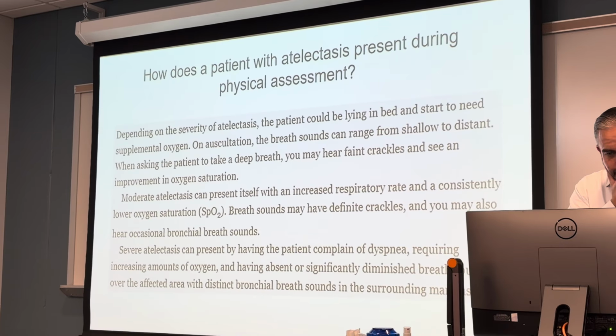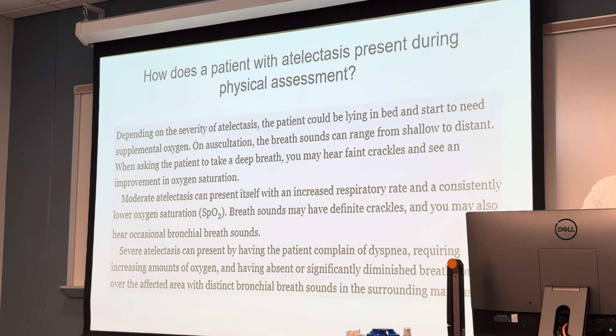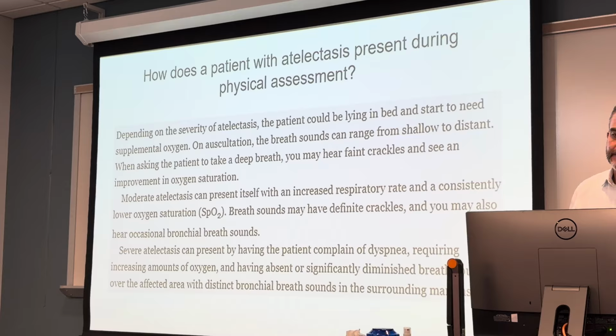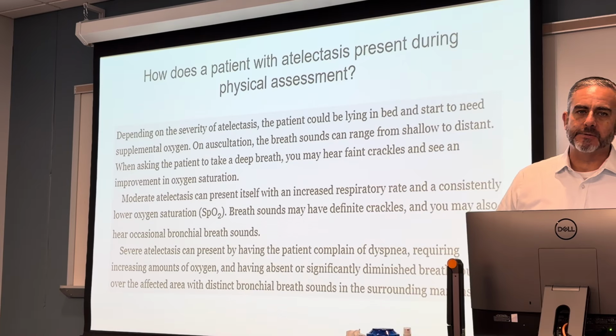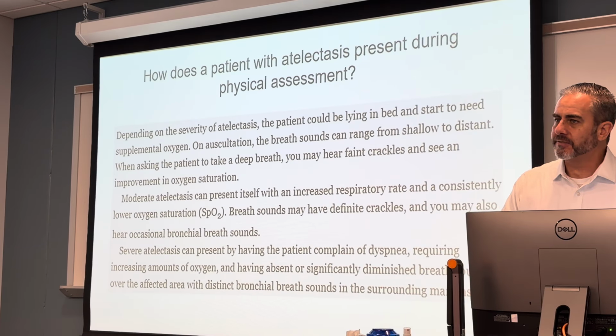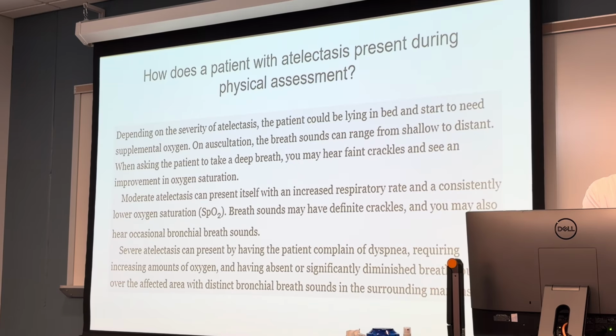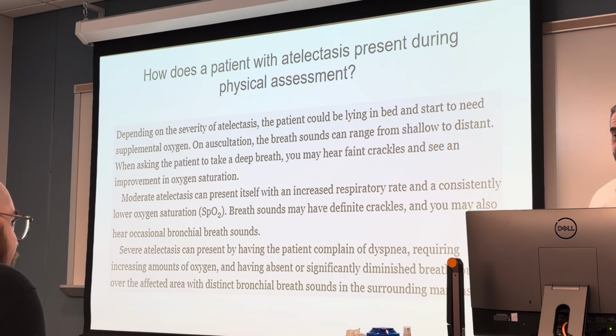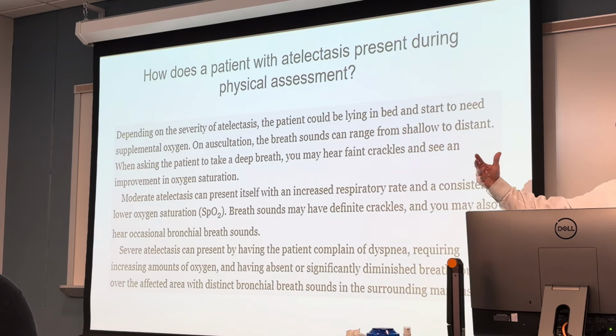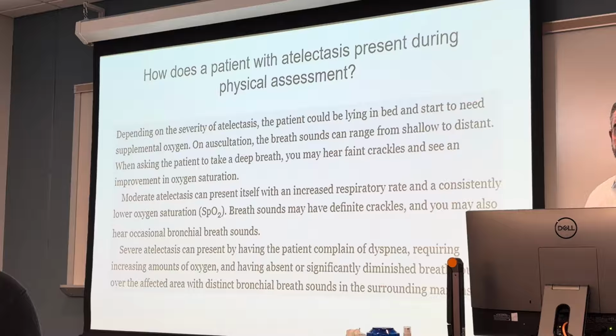All right, so I have this here for a reason. I'll go ahead and read it here. So how does the patient with atelectasis present during a physical assessment or physical exam? Well, depending on how severe the atelectasis is, the patient could be lying in bed, start to need supplemental O2. Again, remember the atelectasis is developing. So right now, they were on room air previously, but now they're needing some O2.